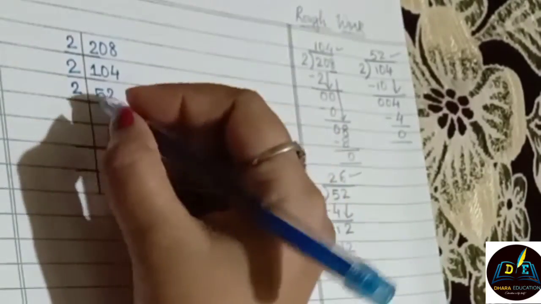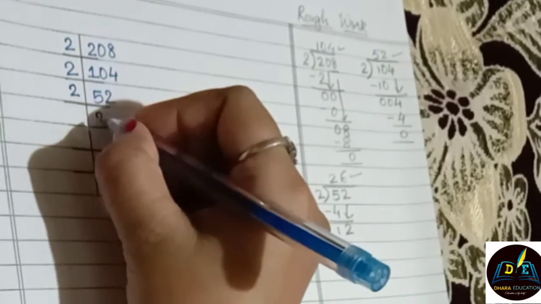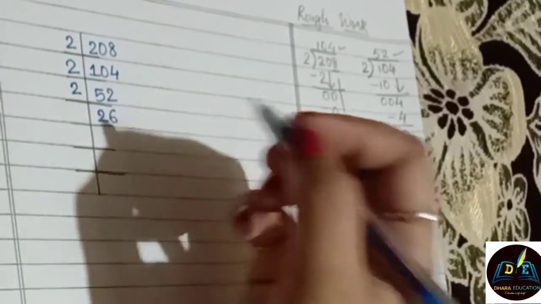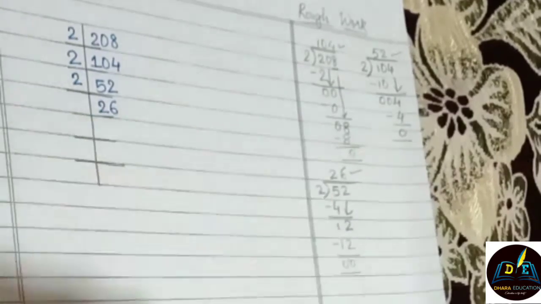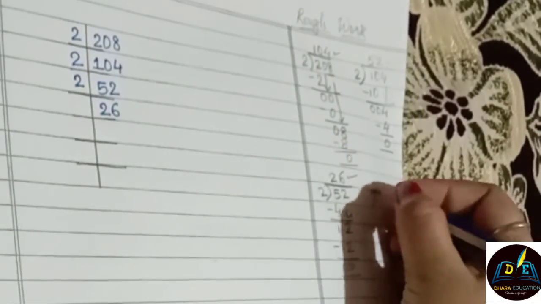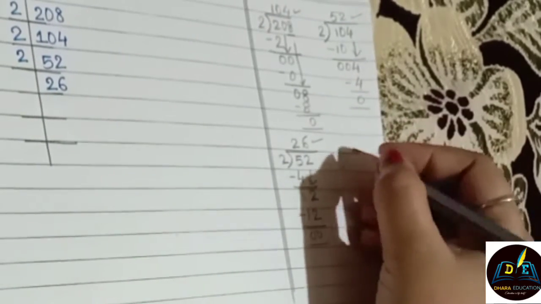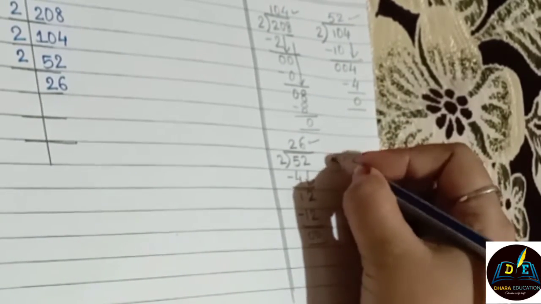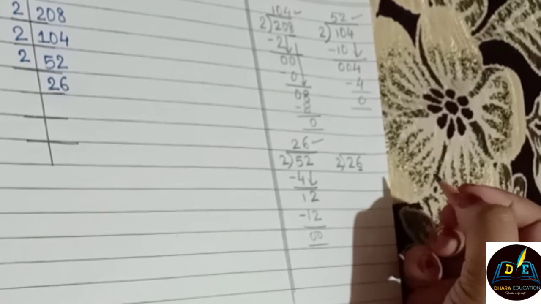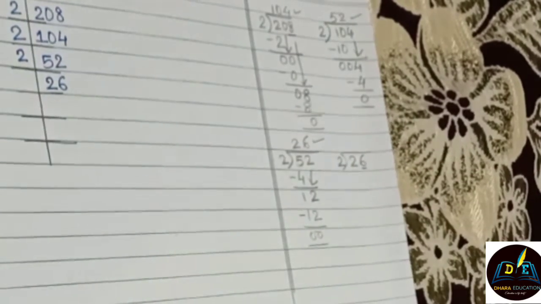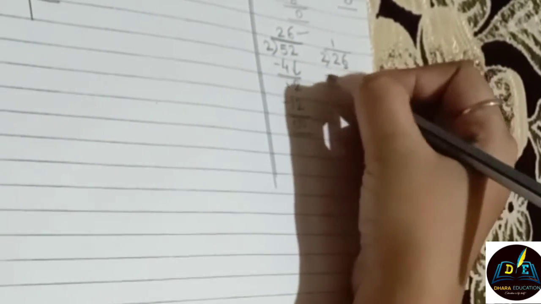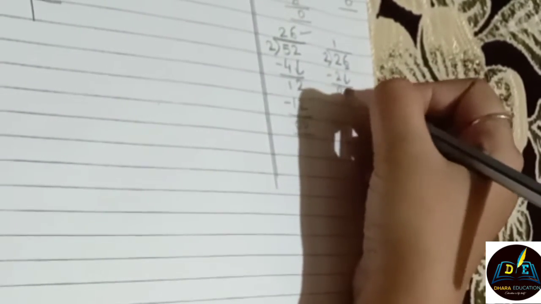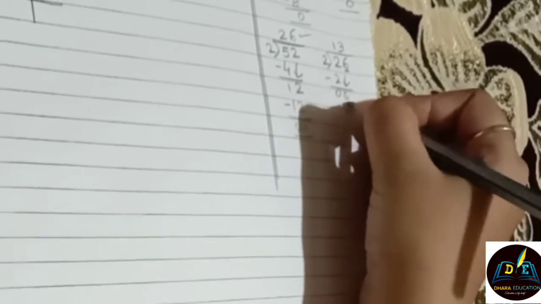So here we can write 2 divided by 2, we are getting 26. Likewise we can divide 26 by 2 again, because the unit place is even. 2 ones are 2. This 6 will come down. 2 3s are 6. So the answer is 13.